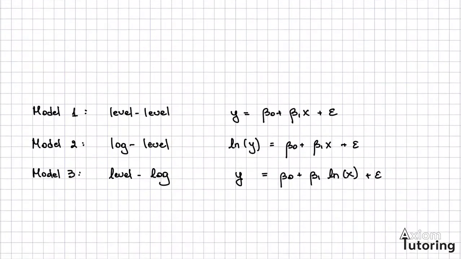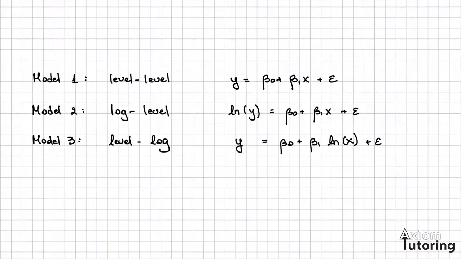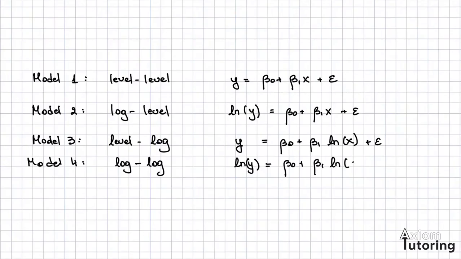In the previous videos, we have seen three models: Model 1, the level model, then the log-level and level-log models, and the different interpretations each of these models takes on their coefficient. In this video, we're going to step into the fourth and last model, which is that of the log model, where we have ln of y equals beta null plus beta 1 ln of x plus an error term. So notice in this case, we have both the y and the x in logs.